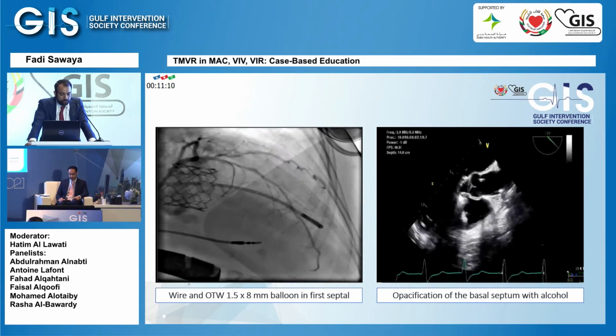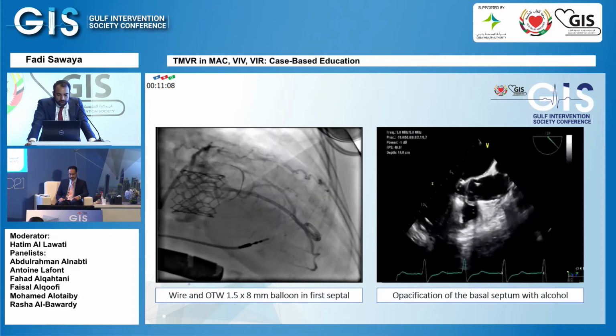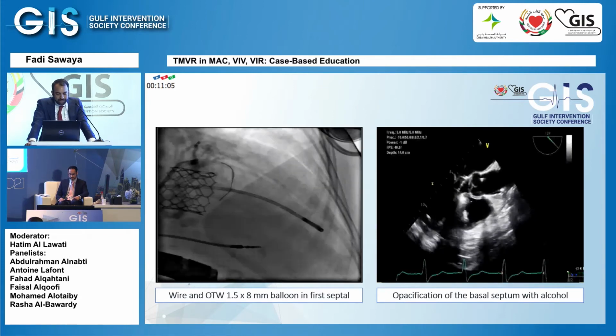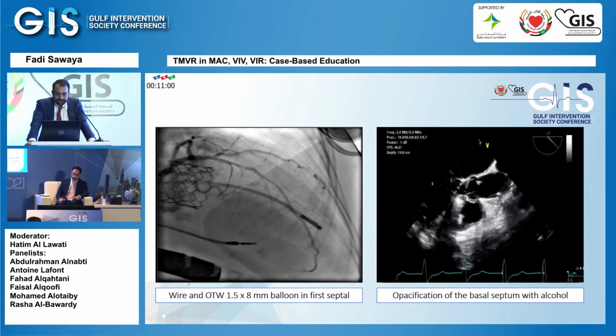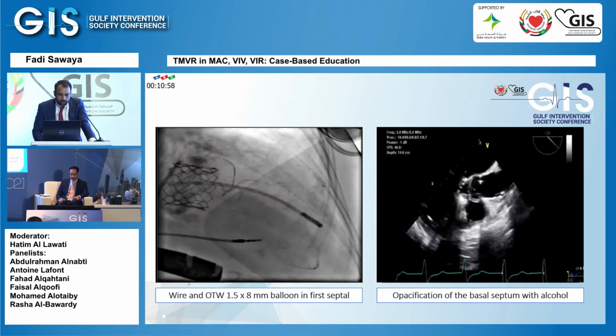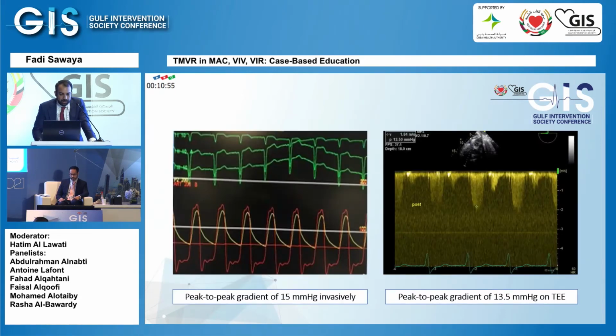We went with a 1.5 by 8 over the wire balloon. If you look at the right side hand, we injected agitated contrast, and you can see the basal septum lighting up beautifully on 2D TEE, and we ended up injecting 1.5 cc of alcohol. And directly, like magic, you can see the LVOT obstruction subsided. If you look at the aortic tracing, the spike and dome tracing disappeared, and you have a biphasic wave, and the gradient on TEE from transgastric went down to 14-15.